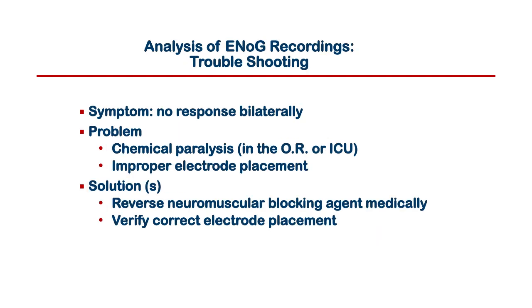Well, if you're not getting any response bilaterally, then that's serious because usually you're dealing with somebody with a unilateral problem. So if you're in the operating room or the intensive care unit, neurointensive care unit, you have to find out, is the patient chemically paralyzed? Very often when a person's intubated, for example, they'll be heavily sedated and chemically paralyzed, which of course can eliminate any muscle function.